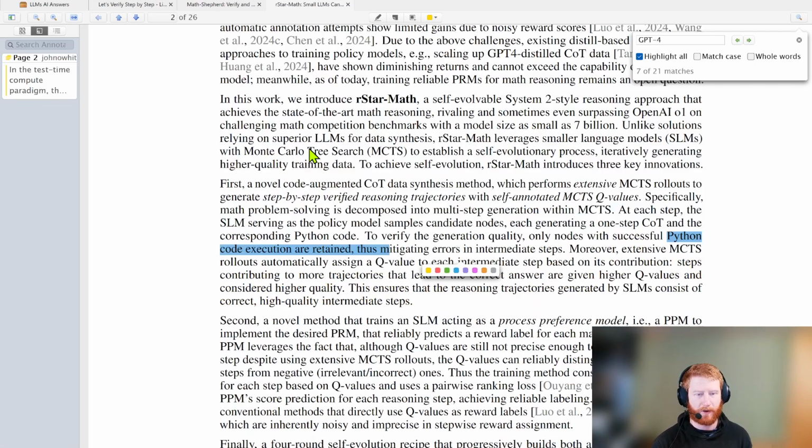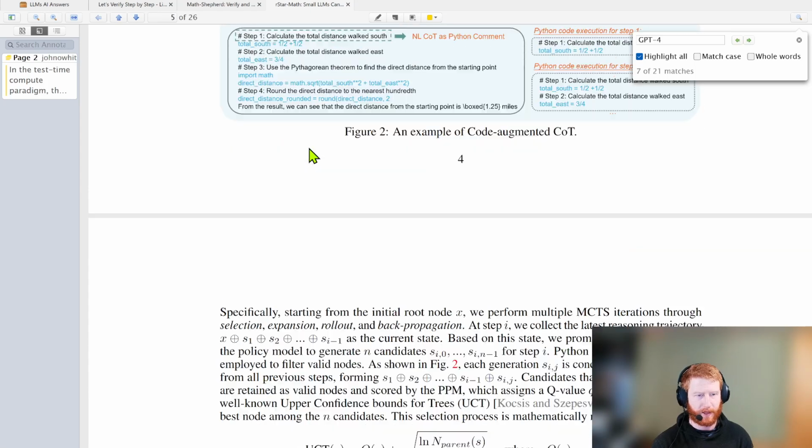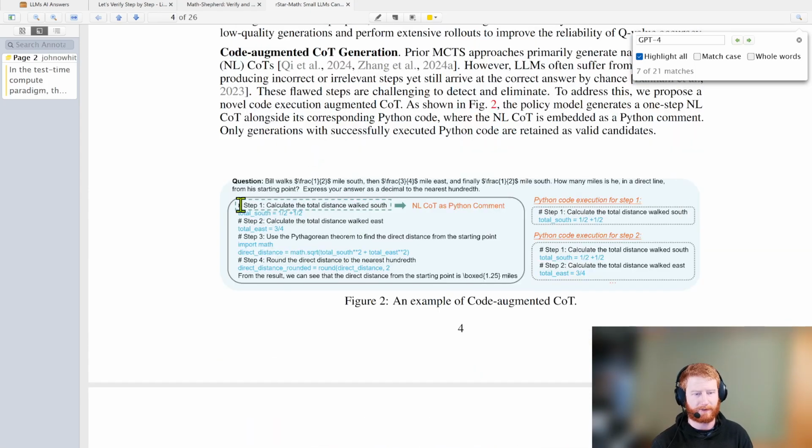I should look at some examples of the data here. If our step-by-step reasoning looks like this, step 1, calculate the distance walked south, total south equals a half plus a half. If this instead was an expression that didn't evaluate, then you know there's no point going down that solution track. So we can execute that code and check that it runs. Step 2, another line of Python code as well. We execute step 1 and then step 2, and we check that all runs. And so this is the extra code-execution augmented chain of thought.